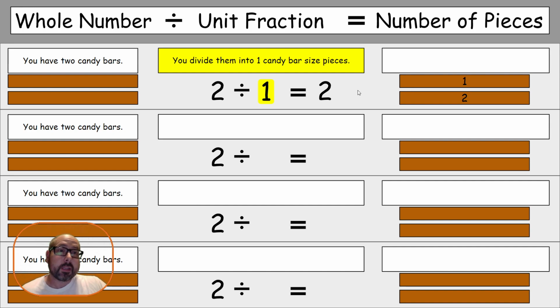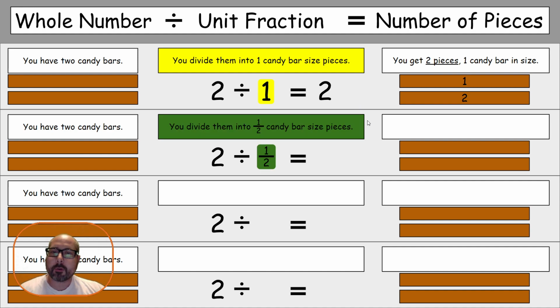Our answer is going to be the number of groups. We end up with 2 of them. You get 2 pieces that are 1 candy bar in size. Now, that's pretty basic, right? Let's go ahead and apply that same verbiage and that same idea to a fraction problem.